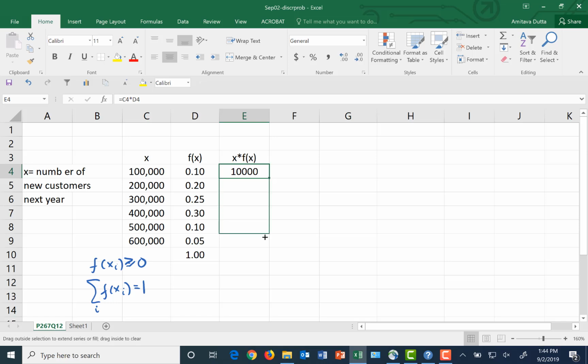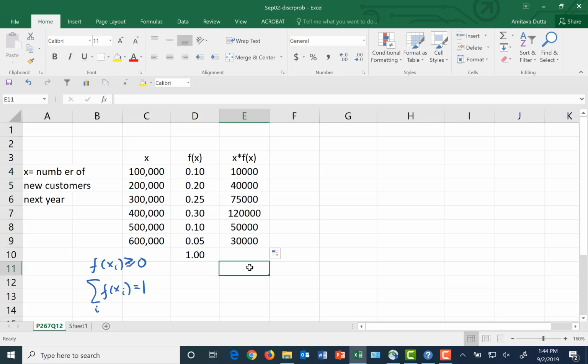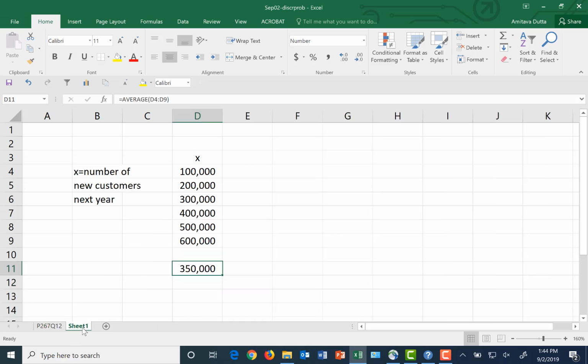So I copy that formula down to the other outcomes. I do exactly the same thing for the other outcomes, and then I just add up the values I just got, and I get 325,000. Notice that it's different from the value we got, 350,000, if we simply used the built-in function average.